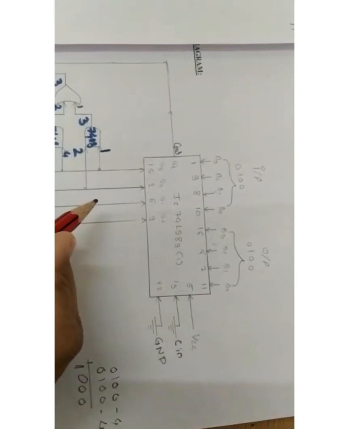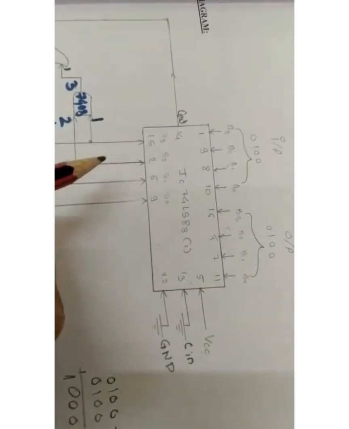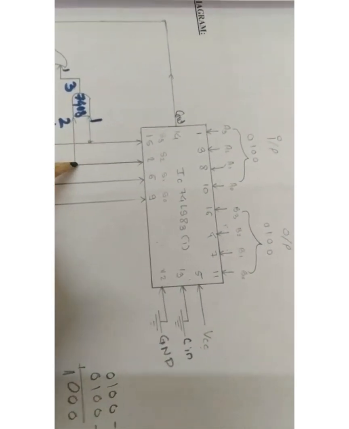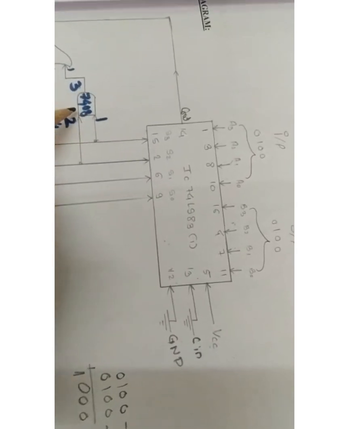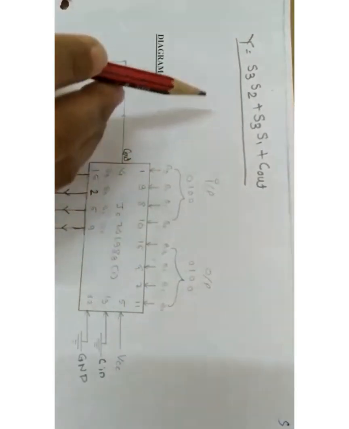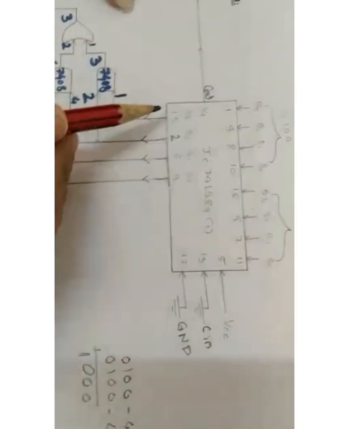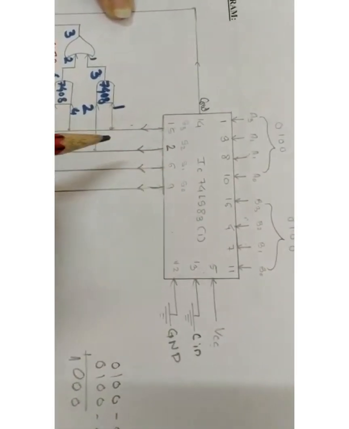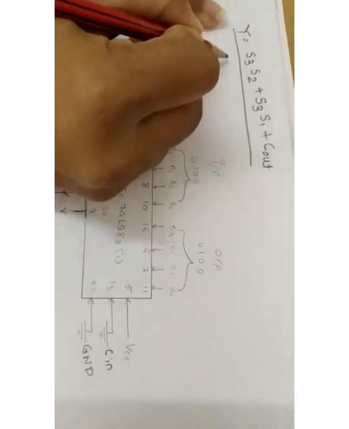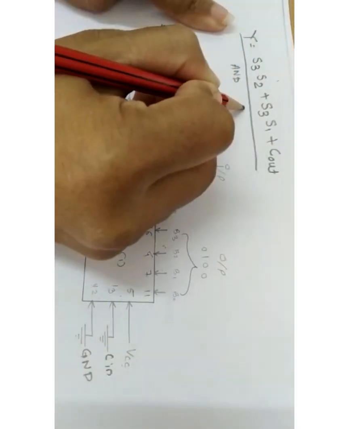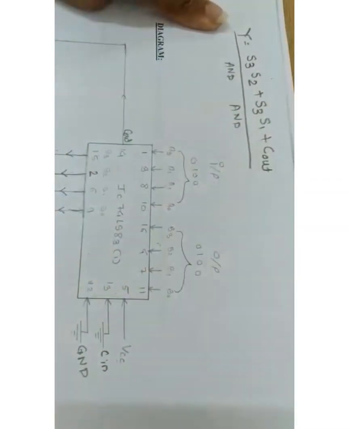So see here, y equals to S3 S2 plus S3 S1 plus C out. From the K map you are getting this equation. I took S3 S2 with an AND gate. Here I am going to connect it. This is S3 S2 S1 and S0. So first, this is one AND gate; I require one AND gate. Next AND gate. Okay, so I require two AND gates.